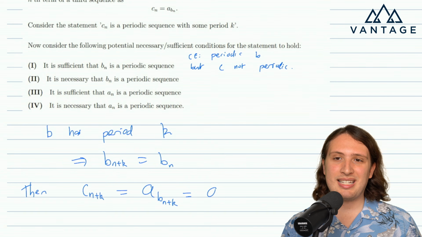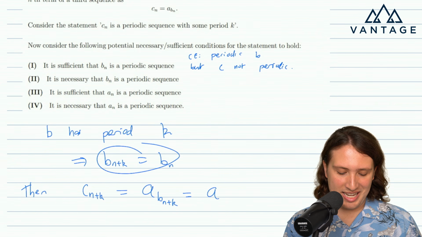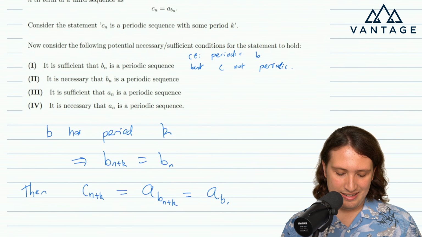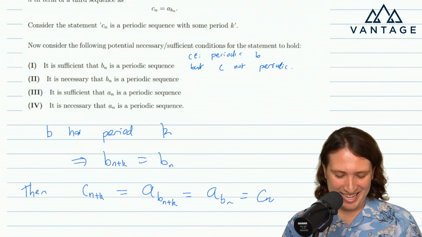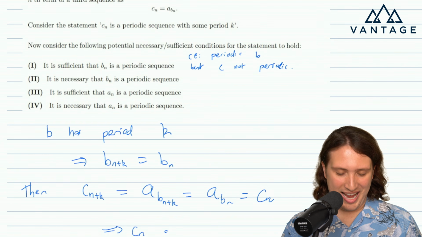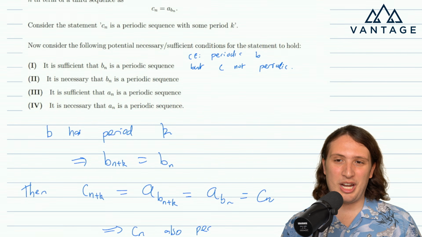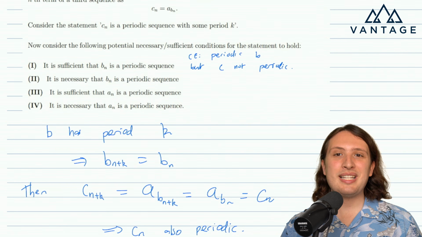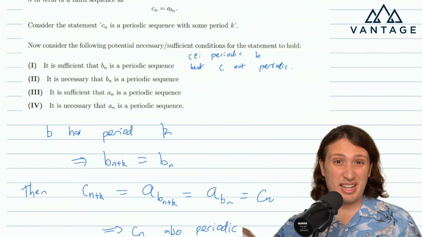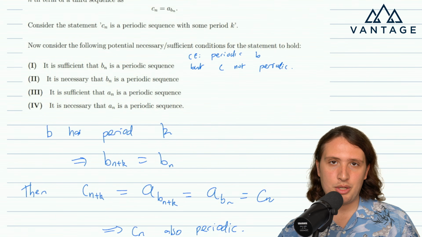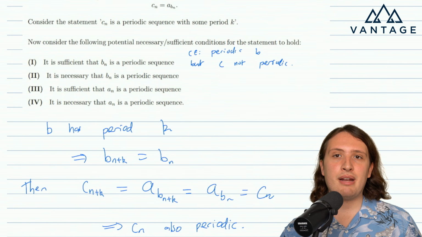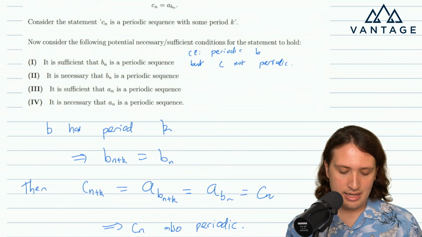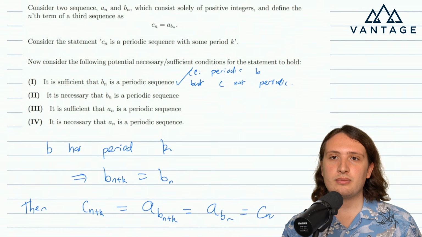But B of n plus k is just B of n, that's what we said. And what is A of B of n? It's the same as C of n. So that means that C of n is clearly also periodic. So we see, firstly, by making clear what a counterexample would be, and then even with a deductive proof, clearly B being periodic does guarantee that C is. So this statement is true.